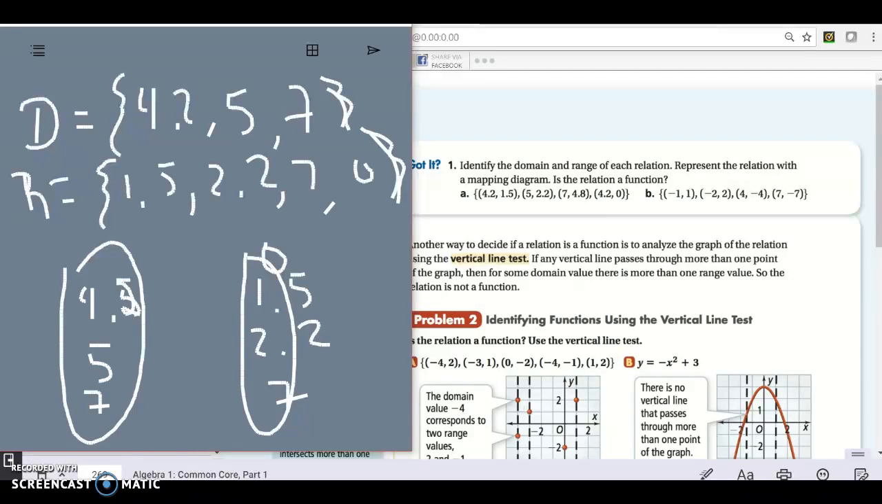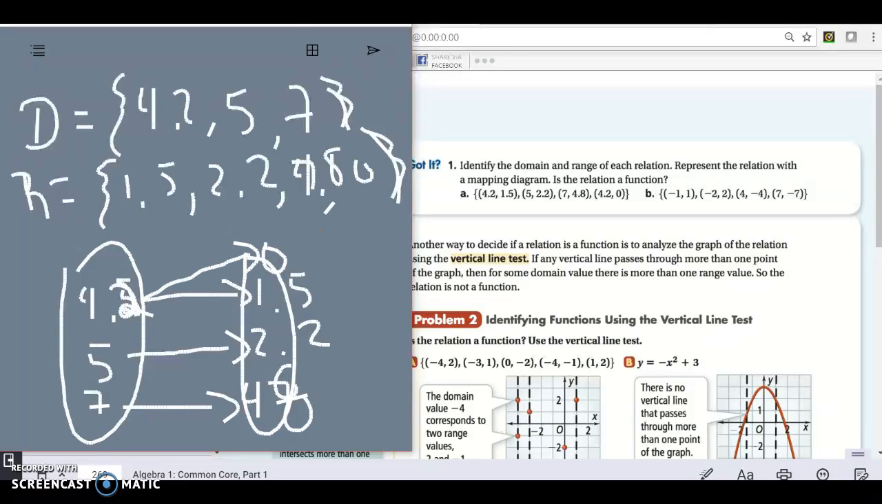So 4.5 goes to 1.5. 5 goes to 2.2. 7 goes to, oops, did I miss one? I missed 4.8. Oh, that's not 7. That's supposed to be 4.8. Excuse me. Sorry about that. Not 7, but 4.8. So 7 goes to 4.8. And 4.2, which is this one here, goes to 0.